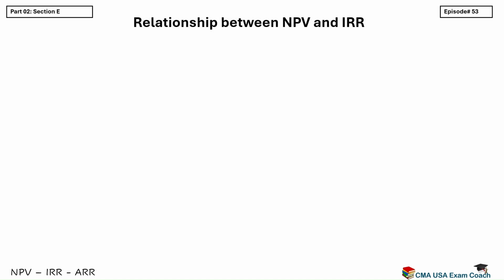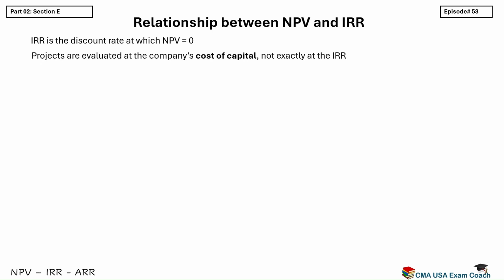Now let's discuss another important concept, the relationship between NPV and IRR, and what it tells us about the riskiness of an investment. First, remember that IRR is the discount rate at which NPV equals zero. But in real life, projects are evaluated at the company's cost of capital, not exactly at the IRR. So the difference or gap between NPV and IRR becomes very important in assessing risk.